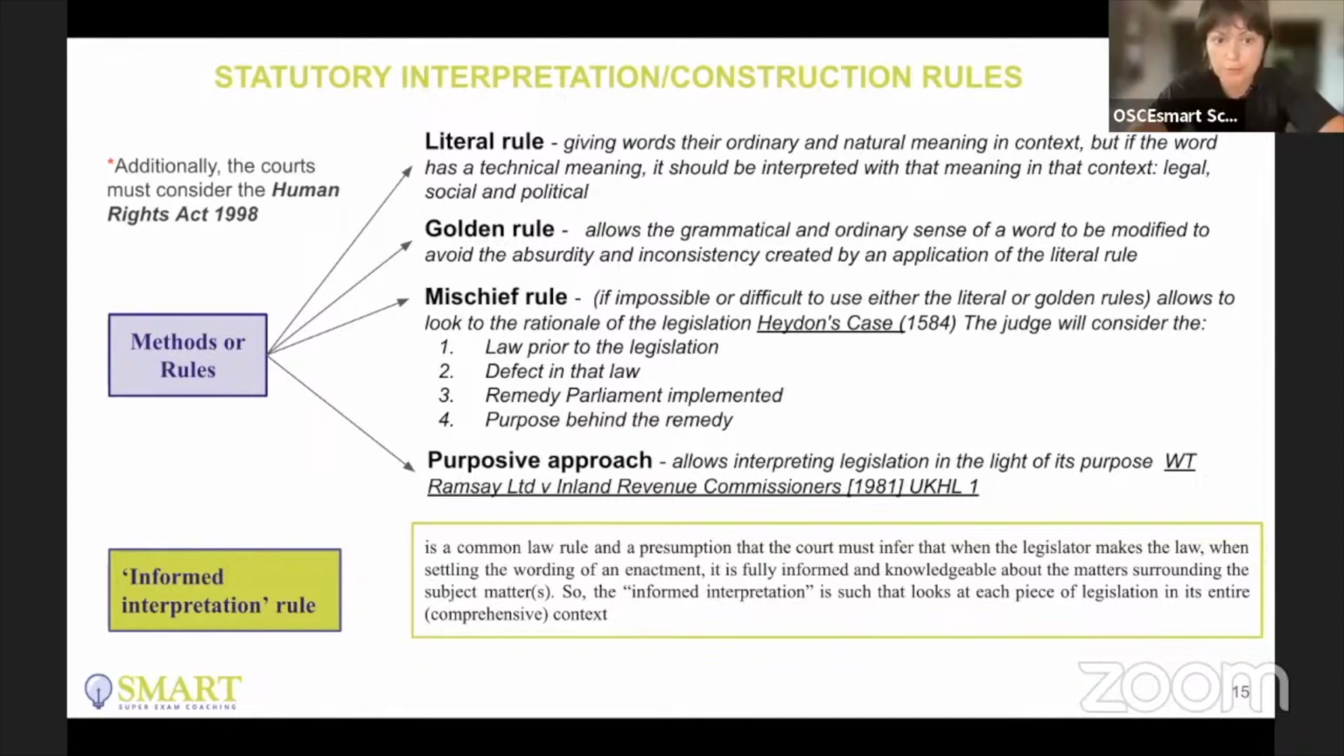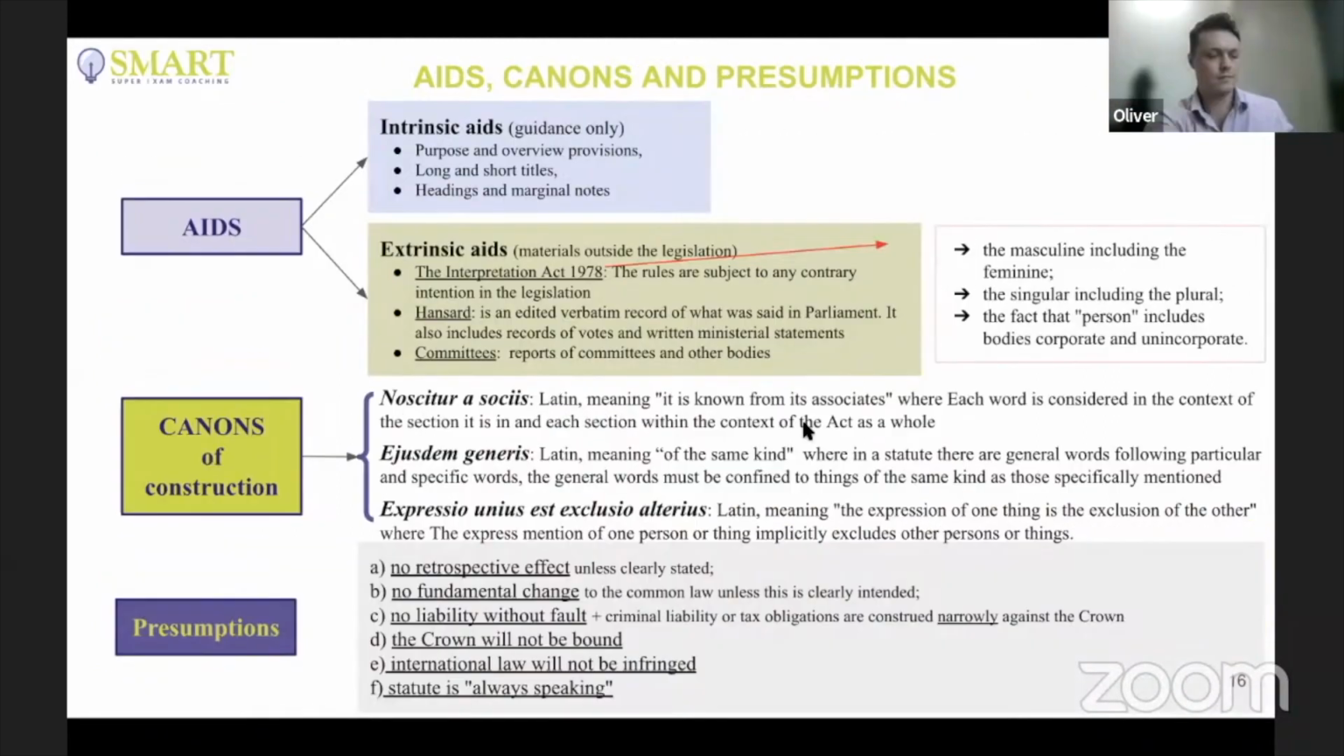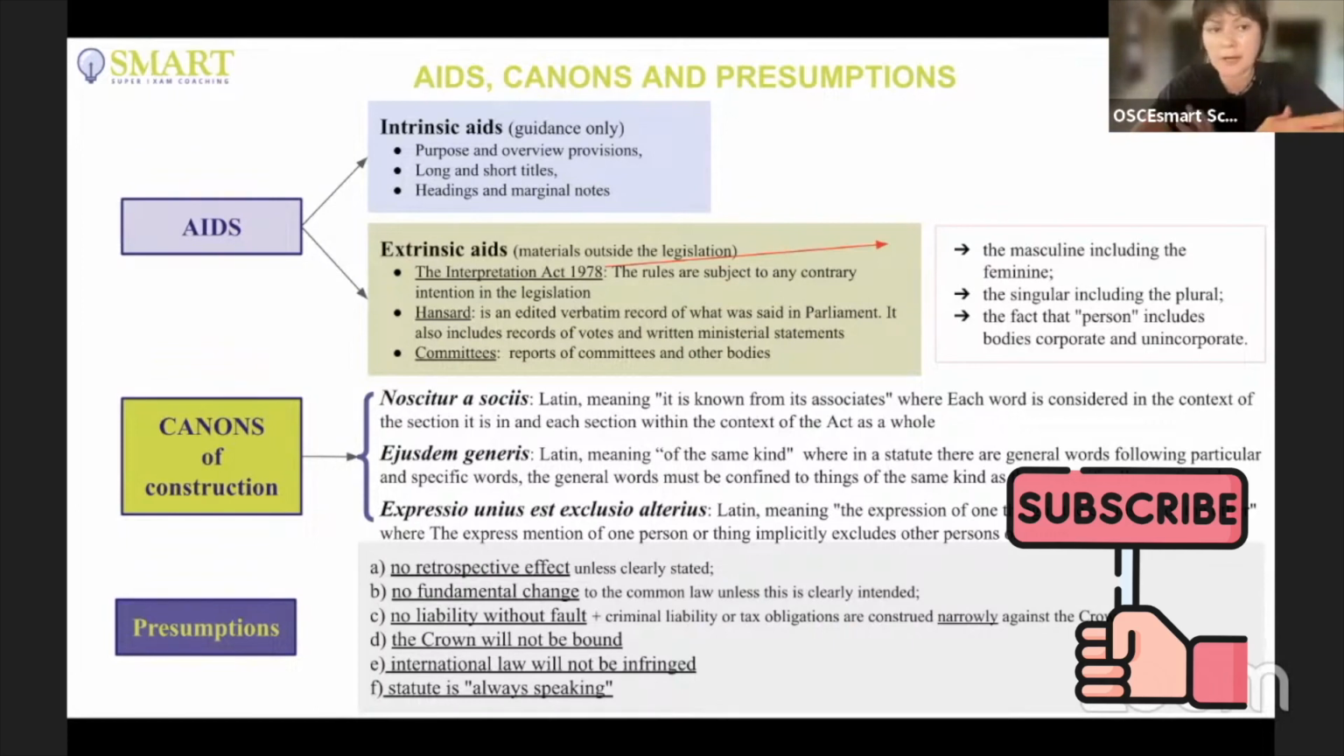So those four rules or methods, and one of them is an approach, are not the only methods that are used by the courts in order to interpret or construe the law. There are three other things, such as aids, canons, and presumptions. Let's talk about aids first.